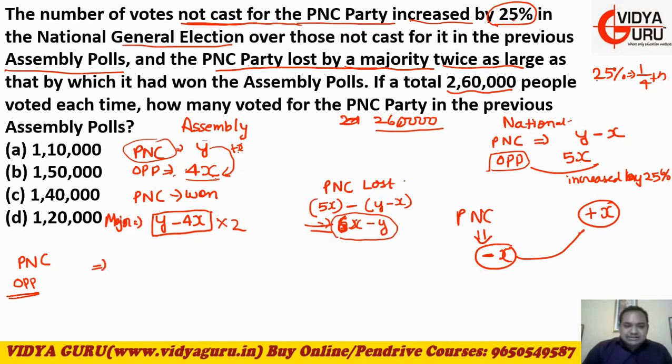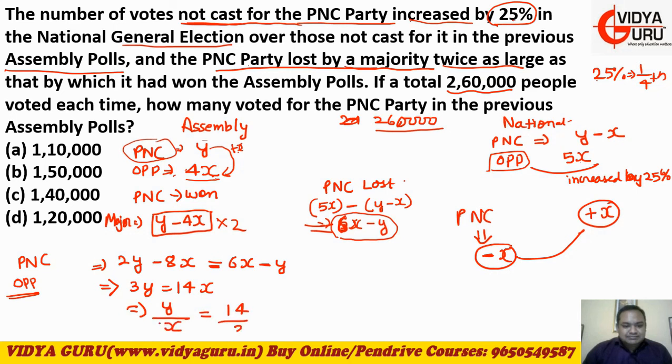So let's multiply and see. So 2y minus 8x is equal to 6x minus y. So from here, what can you conclude? This y comes this side, 3y is equal to 14x, or you can say that y by x is equal to 14 by 3.